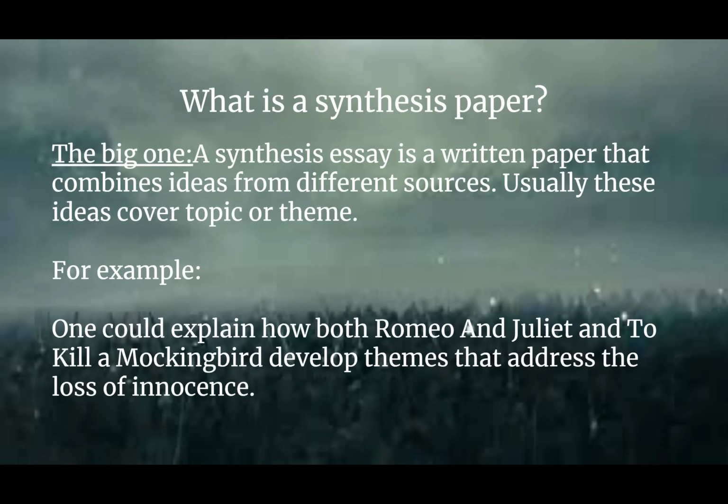Okay, so a good example for this, because you have read both of those, is that one could use a synthesis paper to explain how Romeo and Juliet and To Kill a Mockingbird develop themes that address the loss of innocence, right? We have the children that have to go through the trial and all of the drama in To Kill a Mockingbird. And then the two lovers here are, I can't remember, 14 years old? They have to deal with all the drama of their parents and rush into this marriage. And then, well, you know how that ends, right? So you could write a whole paper connecting those two readings just based on this idea of loss of innocence. You're going to do that, but with your readings from sophomore year.